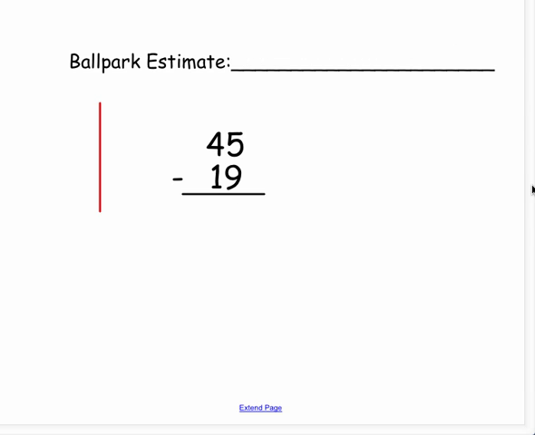Let's try another one. I need a ballpark estimate for 45 minus 19. Here's the ones. It's 5. That means the number next to it gets bumped up 1. Instead of 4, it becomes 5. And the ones digit turns into a 0. So 50 minus, here I have 19. Here's my tens. I look at the ones. This is more than 5. So the tens goes up from 1 to 2. And the 9 turns into a 0. 50 minus 20 means I'm going to have an answer of about 30.